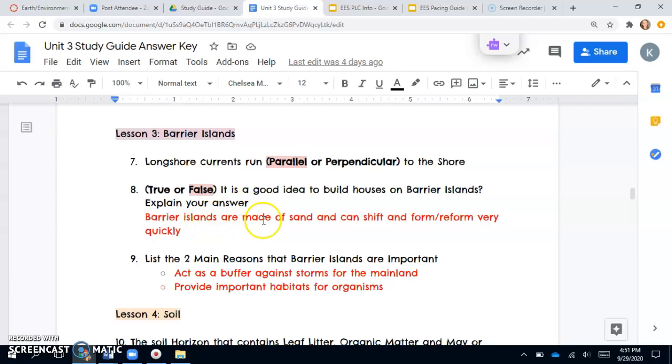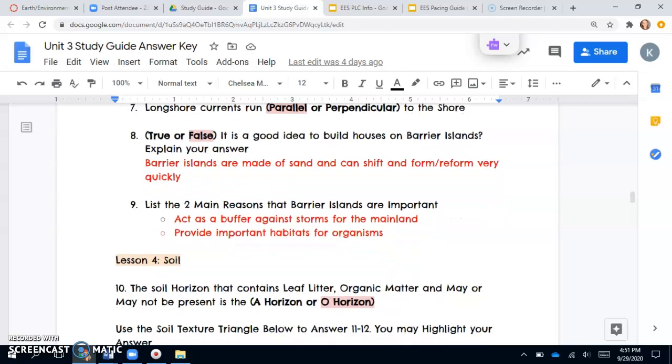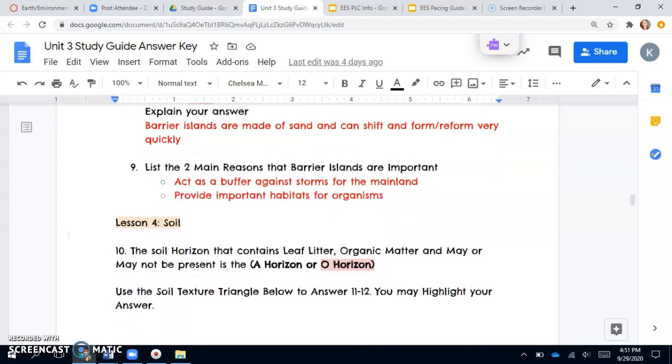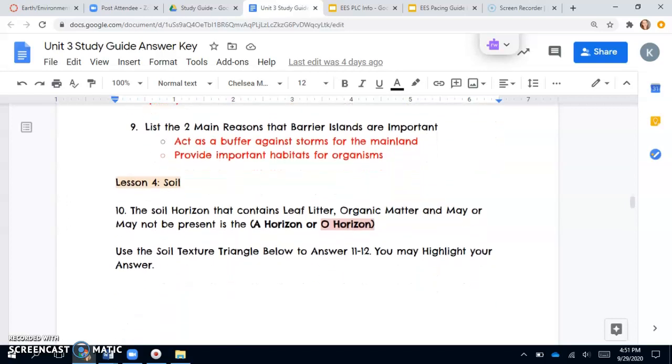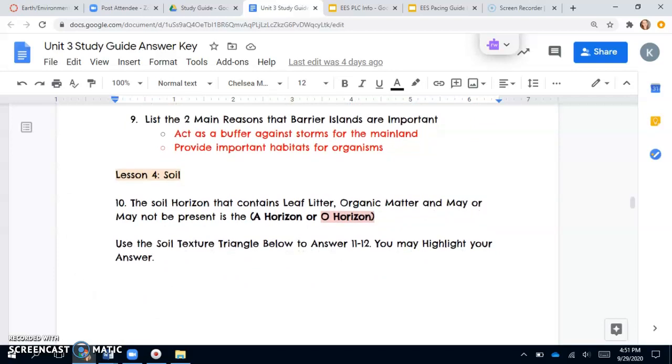So 8 says true or false. It is a good idea to build houses on barrier islands. Explain your answer. So you should have answered false here. So it is not a good idea to build houses on barrier islands because the barrier islands are made of sand, and because of the currents and hurricanes that come through, those barrier islands can be molded and shaped and changed very quickly. So you don't want to build a house and then have it fall down because the sand is shifting.